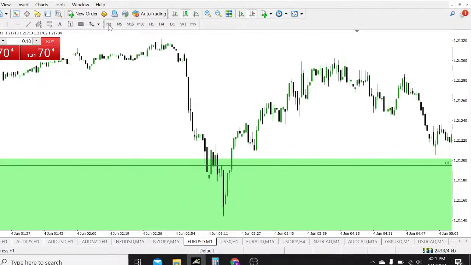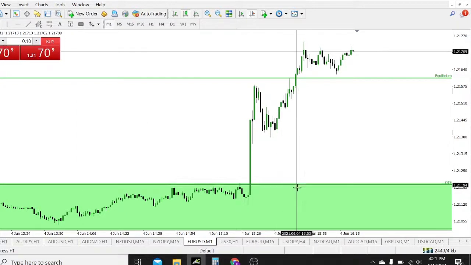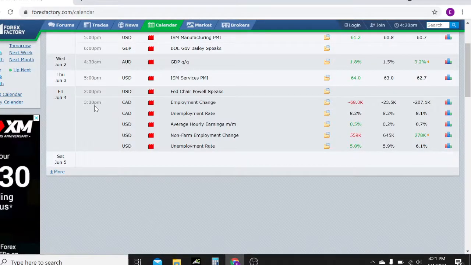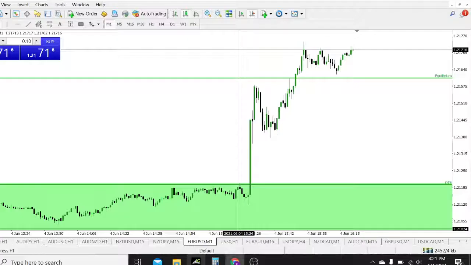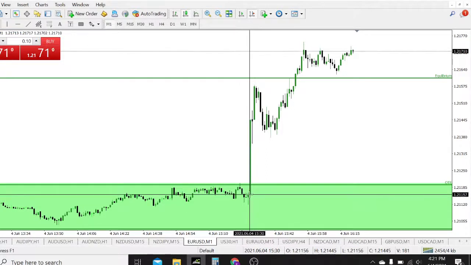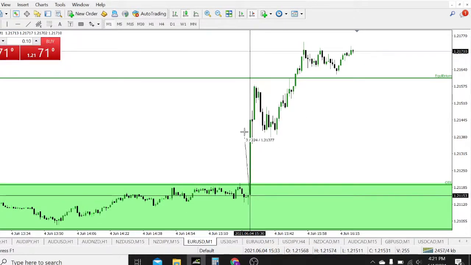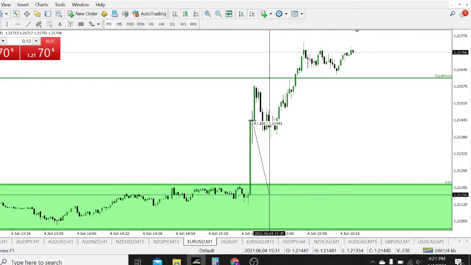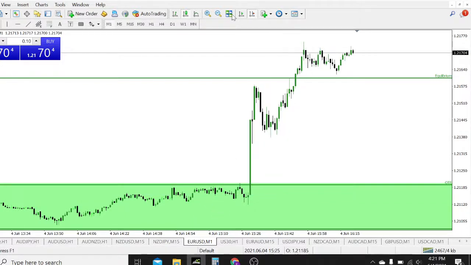You see, the 1 minute strategy. Looking at this, 15:29, 15:30, that's 3:30 p.m. on my local time. There was the release for employment change for both the US and the Canadian dollar, and you can see that is what definitely caused this market to rise. You can see how many pips, 40 pips in 1 minute. It was around 28 pips, and up to now it has gone more than 50 pips. You can see that's a thing.